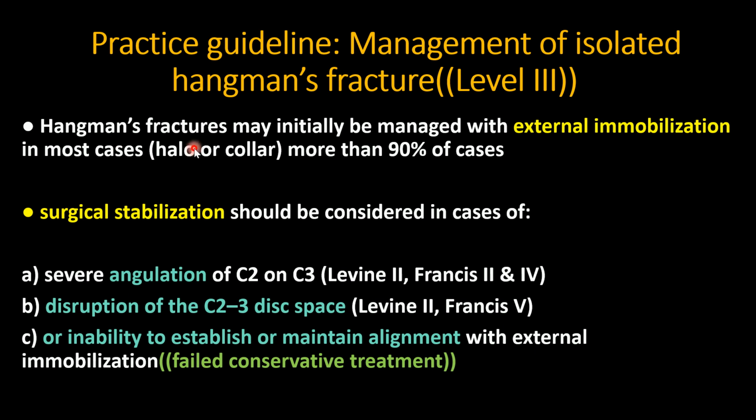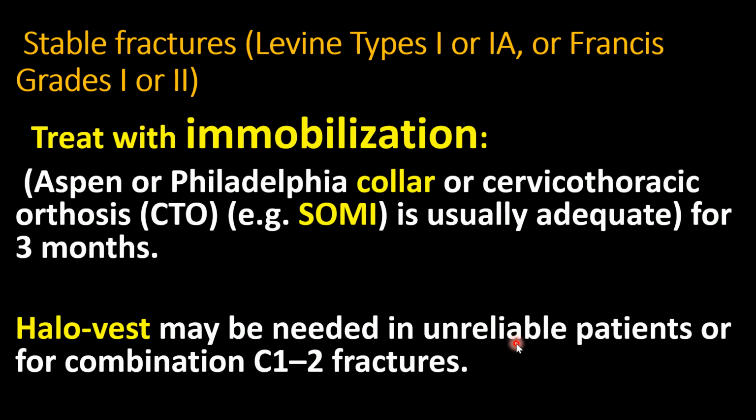Hangman's fractures may initially be managed with external immobilization in most cases, and it is successful. Surgical stabilization should be considered in cases of severe angulation, disruption of the C2-3 disc space, or failed conservative management, which is inability to establish or maintain alignment with external immobilization. All the details will be mentioned. Stable fractures like Levine type 1 or 1A and Francis grade 1.